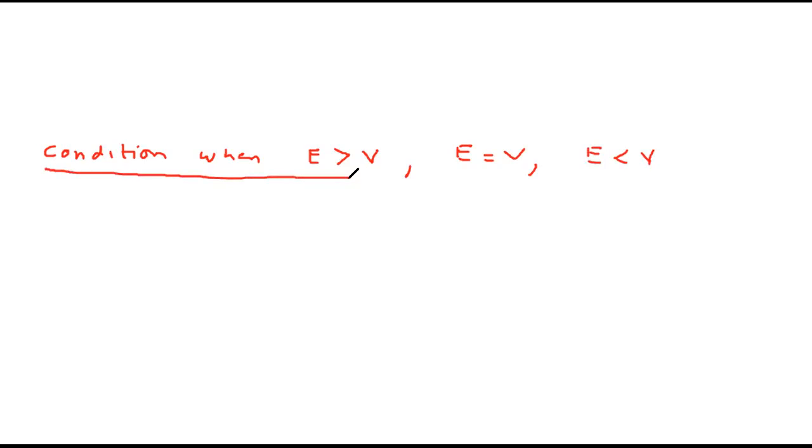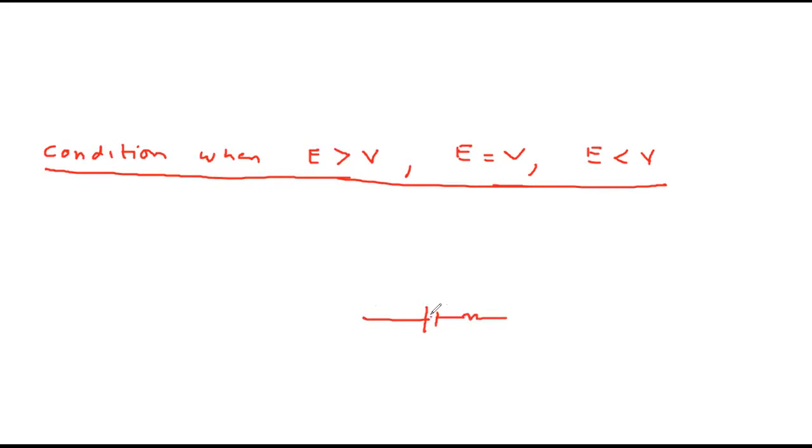Condition: when EMF is greater than terminal voltage, when E is equal to terminal voltage, when E is less than terminal voltage. E means EMF, V means terminal voltage. Now, what is EMF and what is terminal voltage?